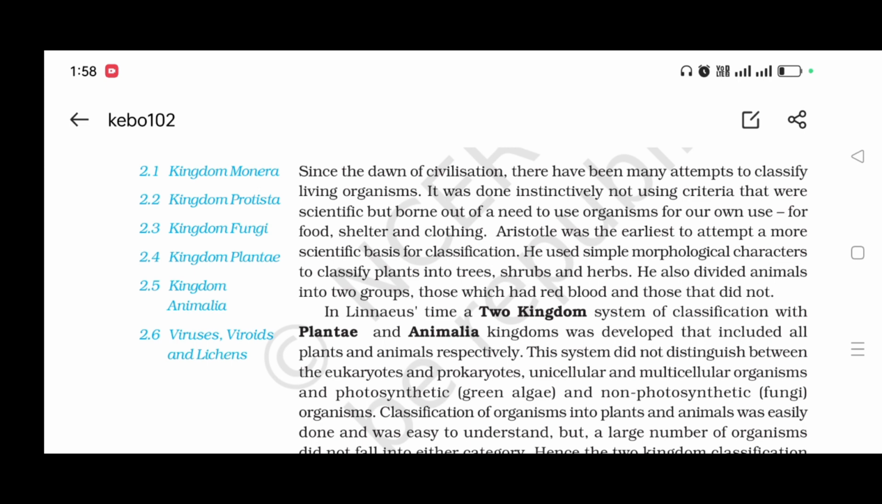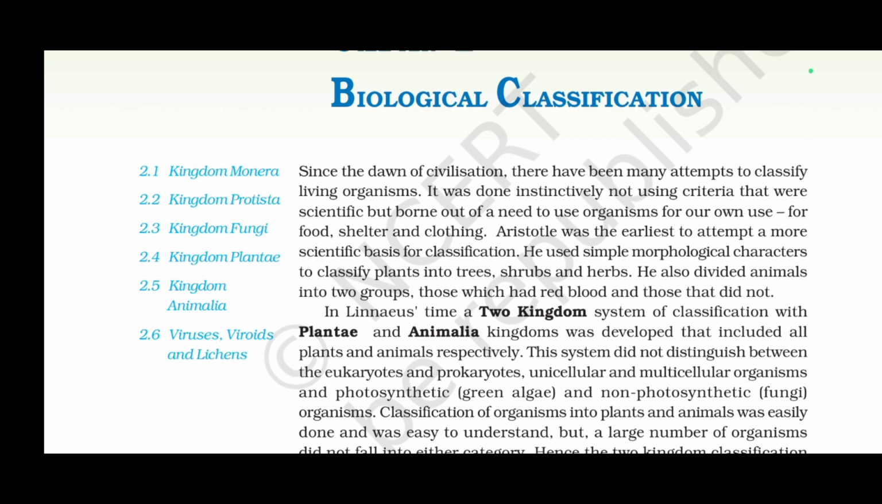In Linnaeus' time, a two kingdom system of classification with Plantae and Animalia kingdoms was developed that included all plants and animals respectively. This system did not distinguish between the eukaryotes and prokaryotes, unicellular and multicellular organisms, and photosynthetic green algae and non-photosynthetic fungi.